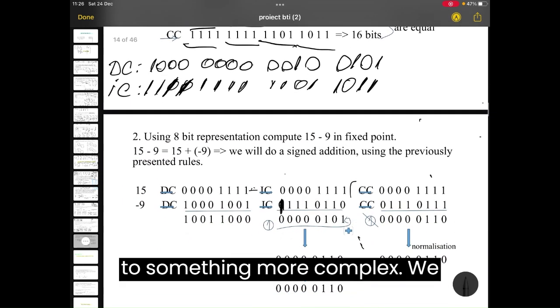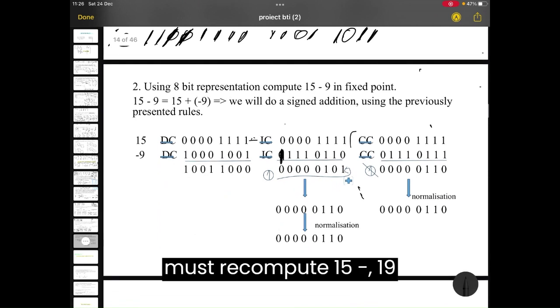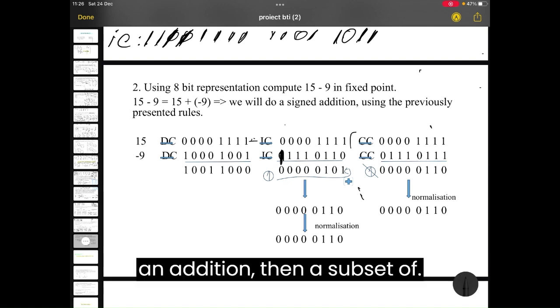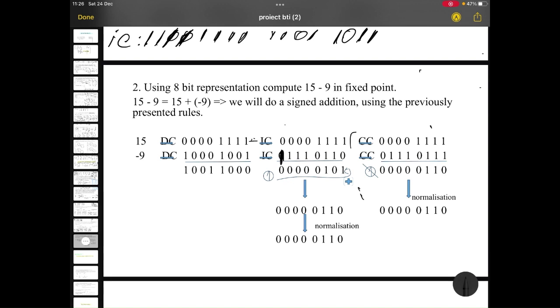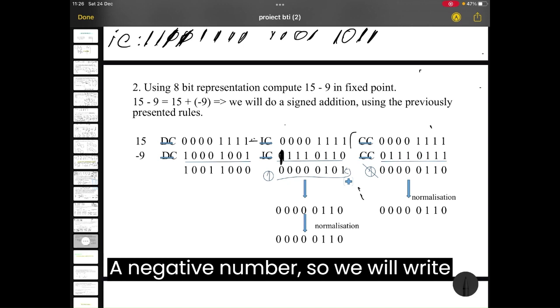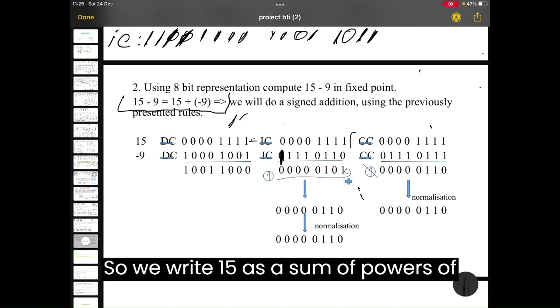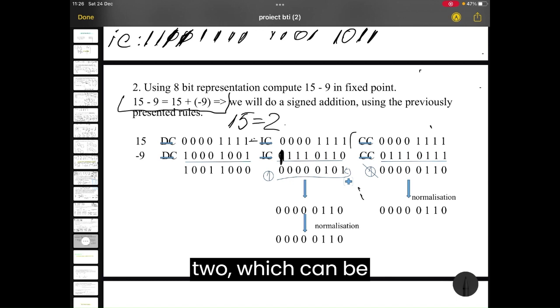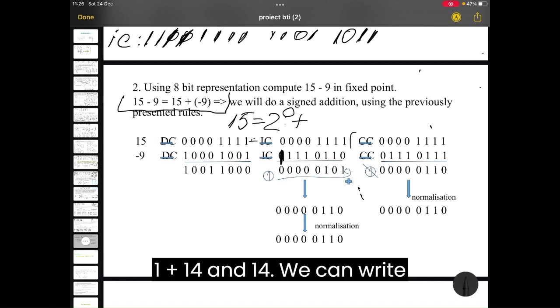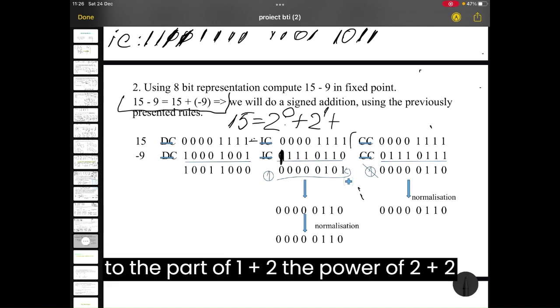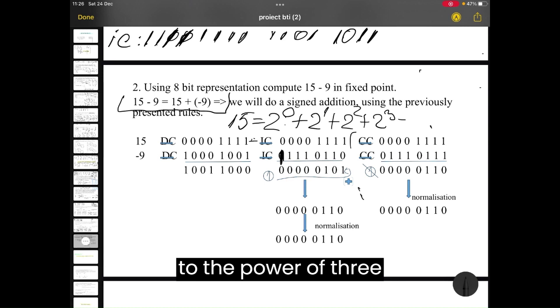Now moving on to something more complex, we must compute 15 minus 9 in binary. We will be doing this by using an addition, then an addition of a negative number. So we will write 15 minus 9 as 15 plus minus 9. So we write 15 as a sum of powers of 2, which can be 1 plus 14, and 14 we can write as 8 plus 4 plus 2, so 2 to the power of 1 plus 2 to the power of 2 plus 2 to the power of 3. 1 plus 2 plus 4 plus 8.